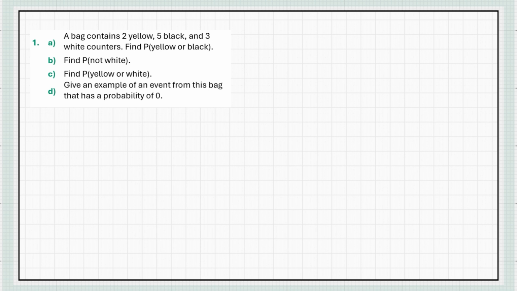Okay, welcome back. So today we're going to continue looking at some more probability, and we're going to be looking at events that are compound or contain multiple types of outcomes inside them. So let's look at our first one, 1A. A bag contains 2 yellow, 5 black, and 3 white counters. Find the probability of yellow or black, so Y or B.